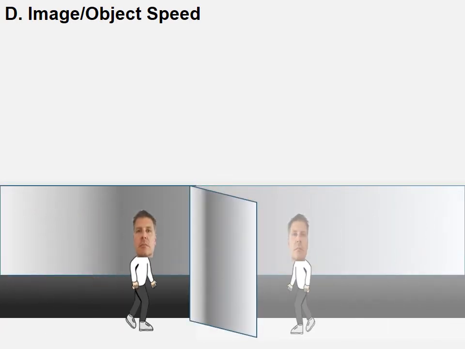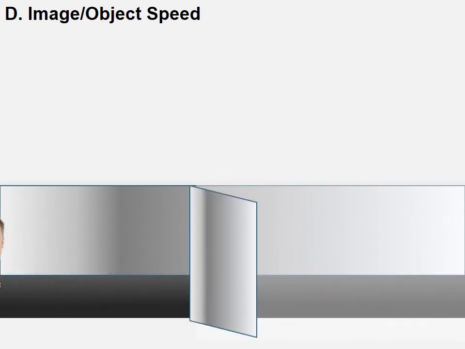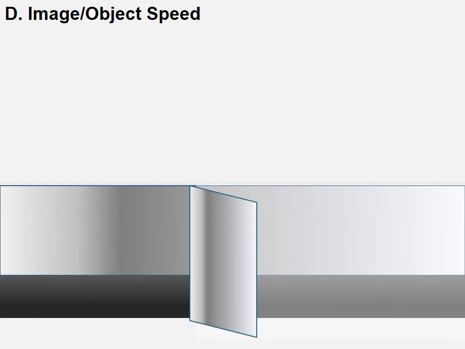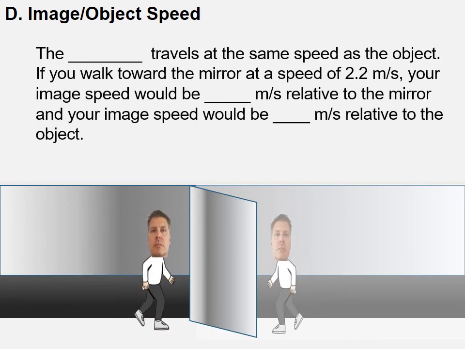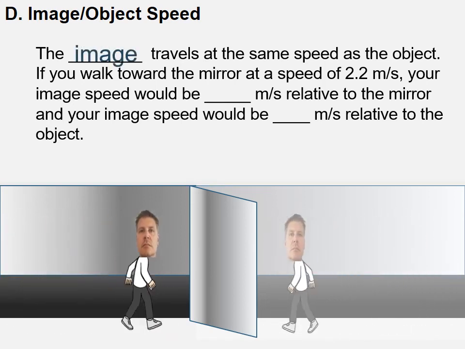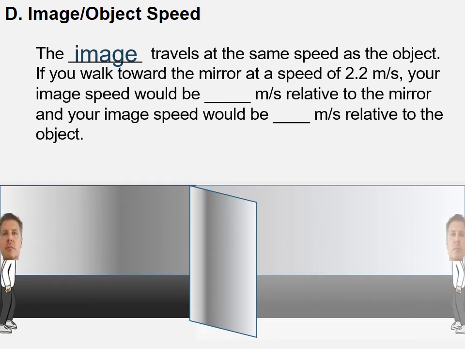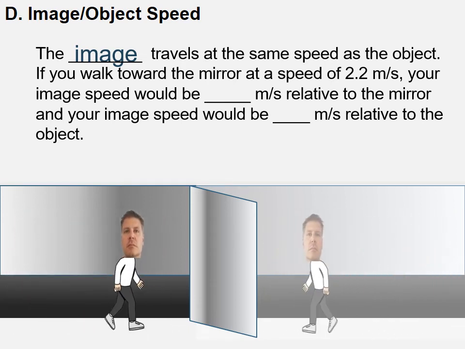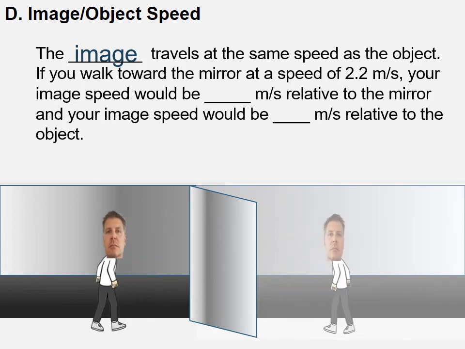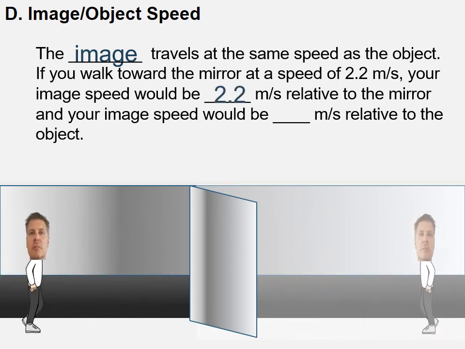So let's bring that mirror back, and I'm going to walk towards the mirror. Then I'm going to go backwards doing the most amazing moonwalk you've ever seen. We're going to talk about image and object speed. So the image travels at the same speed as the object. If you walk towards the mirror at a speed of 2.2 meters per second, my image is also walking the same speed I am, which is 2.2 meters per second.